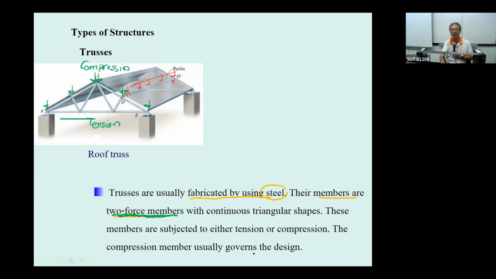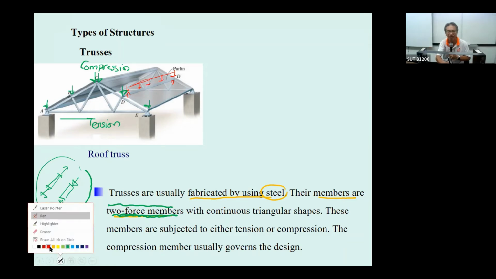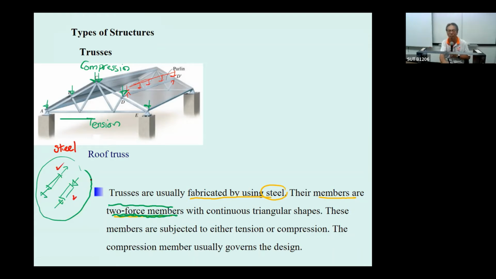They call them two-force members: the members subjected to tension and the members subjected to compression. The ways to design the tension and the compression members are different. So when you study steel design, the Ajahn will teach you to design the tension member separately from the compression member, because the compression member is subjected to buckling. It's different from the tension.